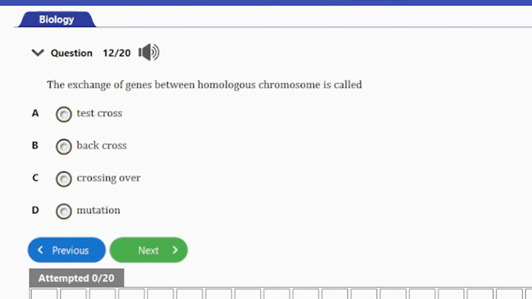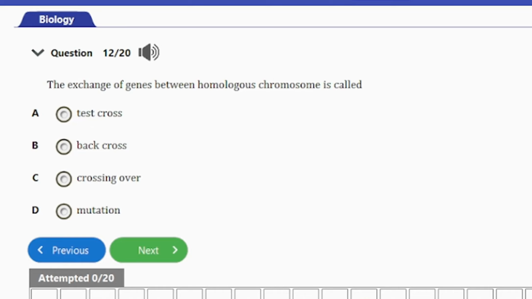Question number 12 here. It says, the exchange of genes between homologous chromosomes is called A. test cross, B. back cross, C. crossing over, D. mutation. So guys, the answer to this question is option C here, and that's crossing over.